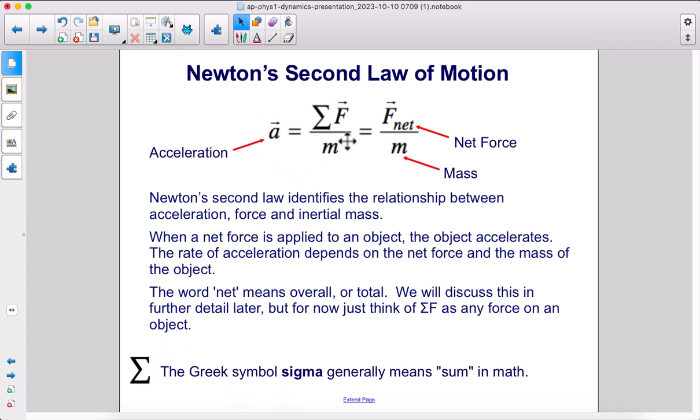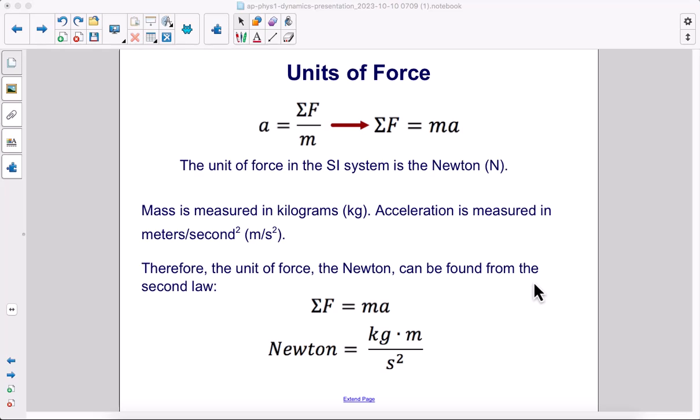So here we have Newton's second law. Acceleration equals net force divided by mass. The unit of force in the SI system is the Newton, capital N. Mass is measured in kilograms. Acceleration is measured in meters per second squared.